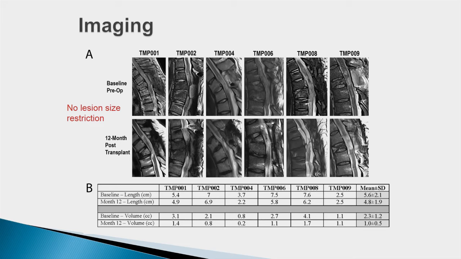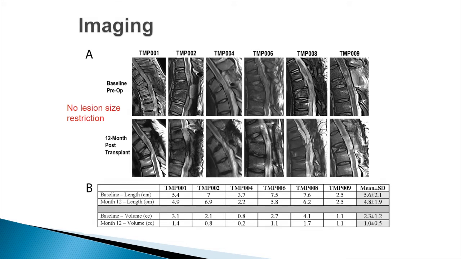So we have pretty significant lesions, which you can see down here in the table. We've got lesion length and lesion volume at baseline and at month 12. So we have some pretty significant lesions. They ranged in length from 2.5 centimeters to 7.6 centimeters, and they ranged in volume from 0.8 cc's up to 4.1 cc's.